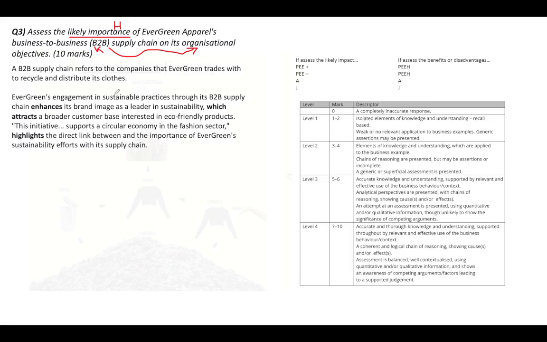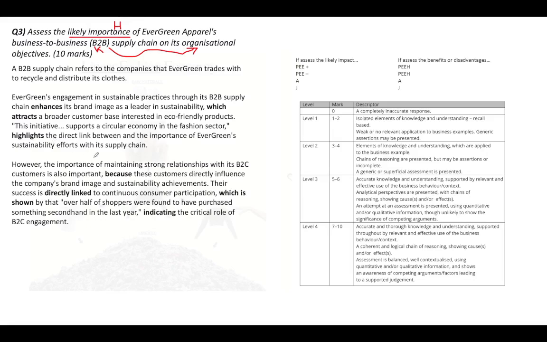Sustainability efforts are one of its organisational objectives. However, the importance of maintaining strong relationships with its B2C customers is also important, possibly more so, because these customers directly influence the company's brand image and sustainability achievements. That's their organisational objectives, by the way.